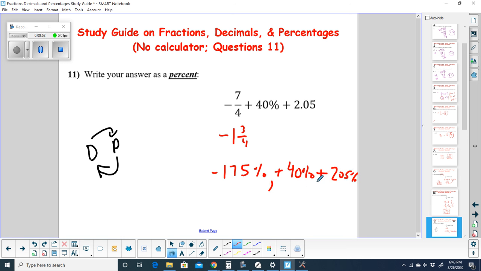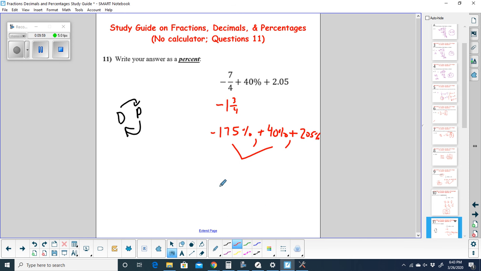So I'm going to do negative 175 and positive 40. Well, I have more negatives than positives. That's negative 135% plus 205%. So let's think about this. I have more positives than negatives, so the difference between 205 and 135 is 70%.